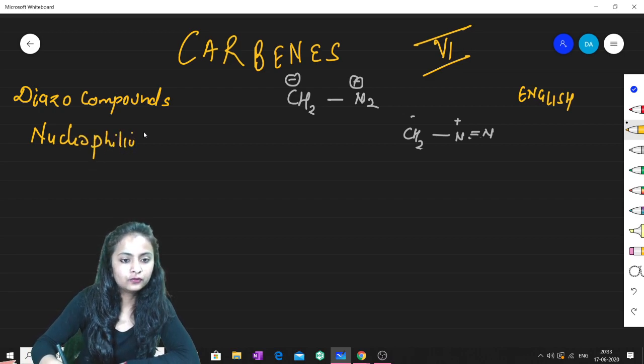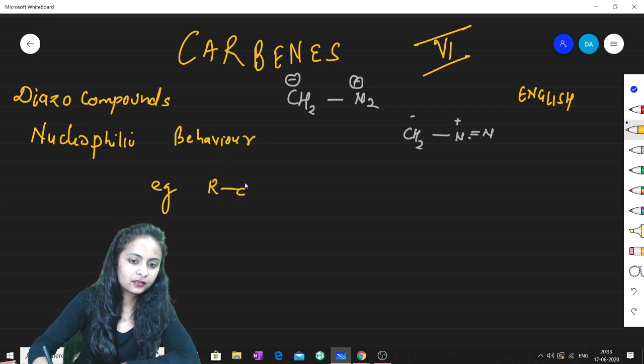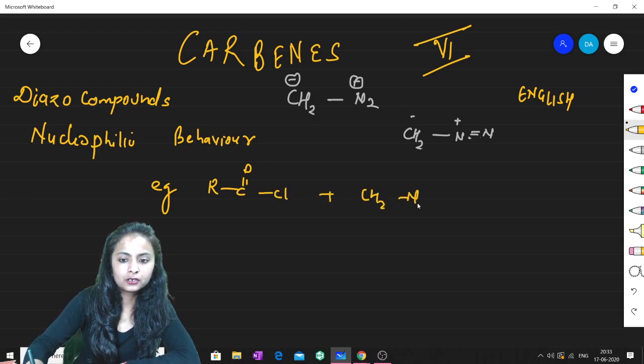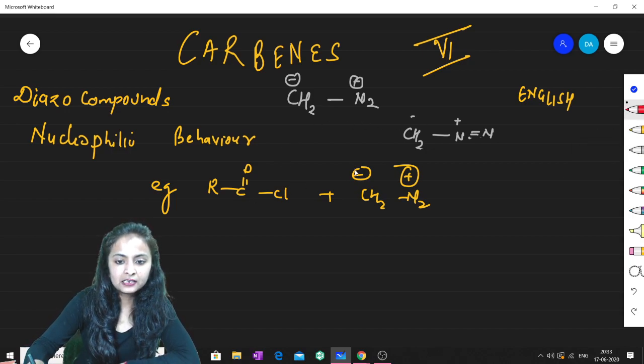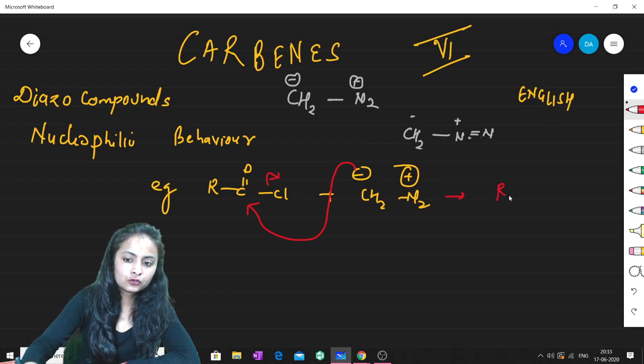Next thing is nucleophilic behavior. Let's take one example, say RCOCl. If I treat it with this thing, CH2N2, what will happen? This negative charge will attack this carbon and this chlorine will get eliminated, isn't it? So this will ultimately form this thing, that is CH2, and this N2 with one positive charge.